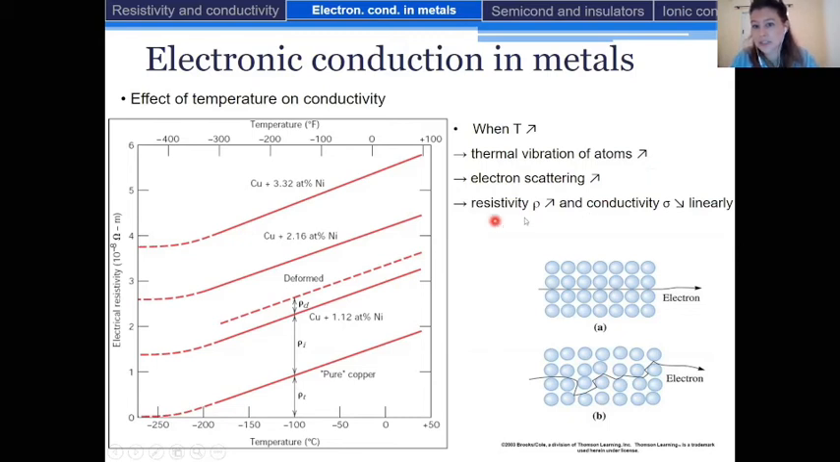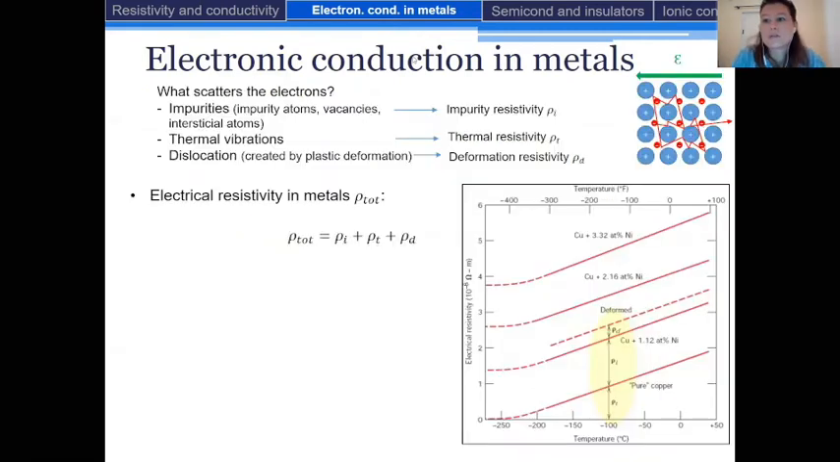So the resistivity increases and the conductivity decreases linearly. As you can see, it is a linear relationship. So we saw that we have impurities that scatter the electrons and that increases the electrical resistivity, as well as thermal vibration. But we have also dislocations that are created by plastic deformation.